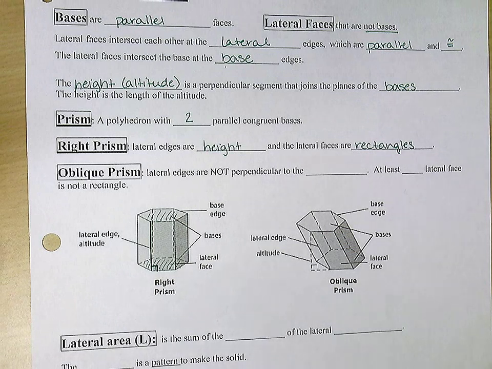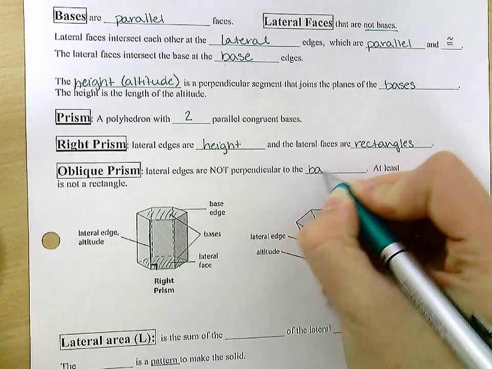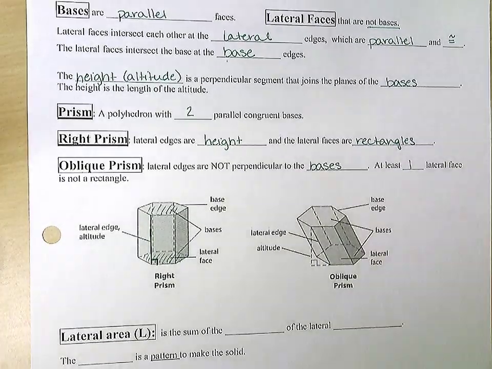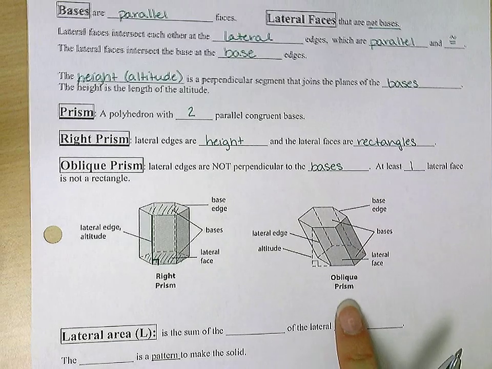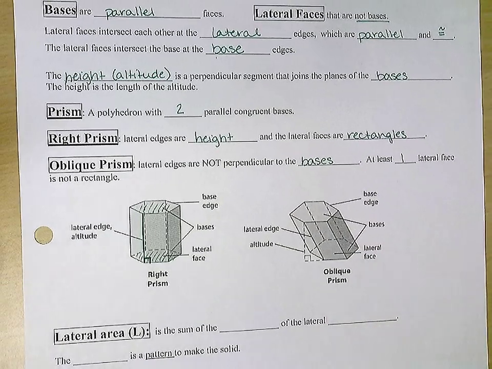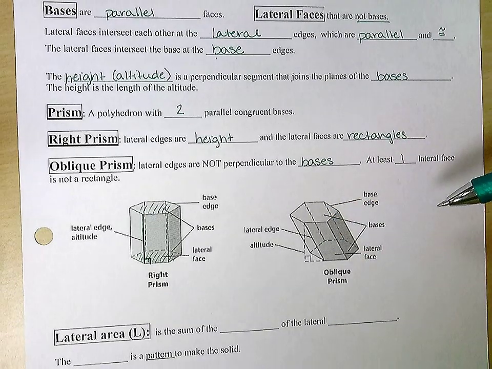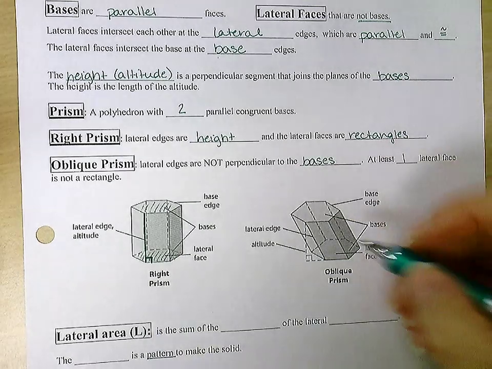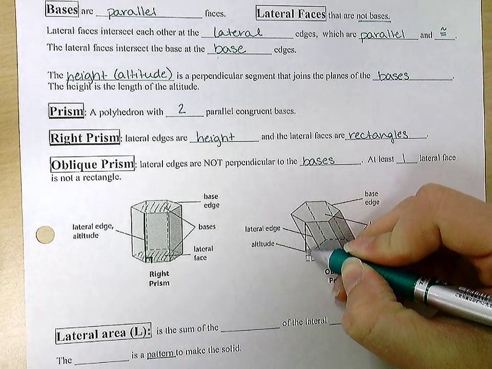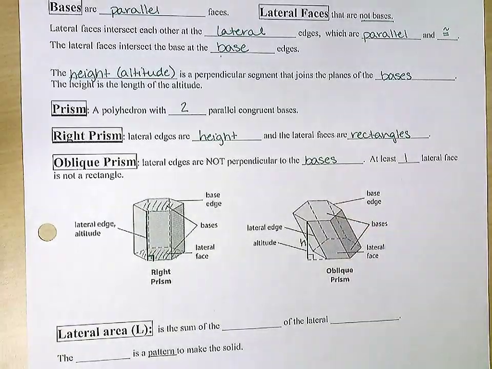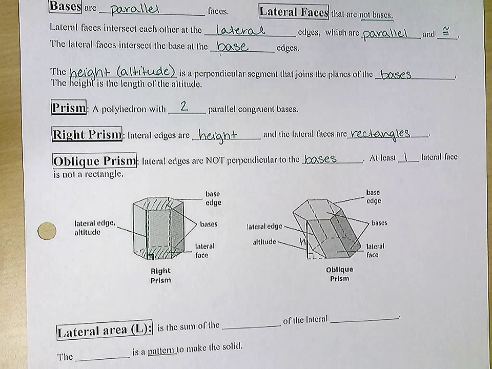In an oblique prism, the lateral edges are not perpendicular to the bases, and at least one lateral face is not a rectangle. So your oblique prism is this one on the right. You can see it's kind of slanted. This lateral edge here is not perpendicular to the base. That would make it a right prism. However, you still have a height of this prism. That's this side on the outside here. So that would be your height of an oblique prism, or your altitude.